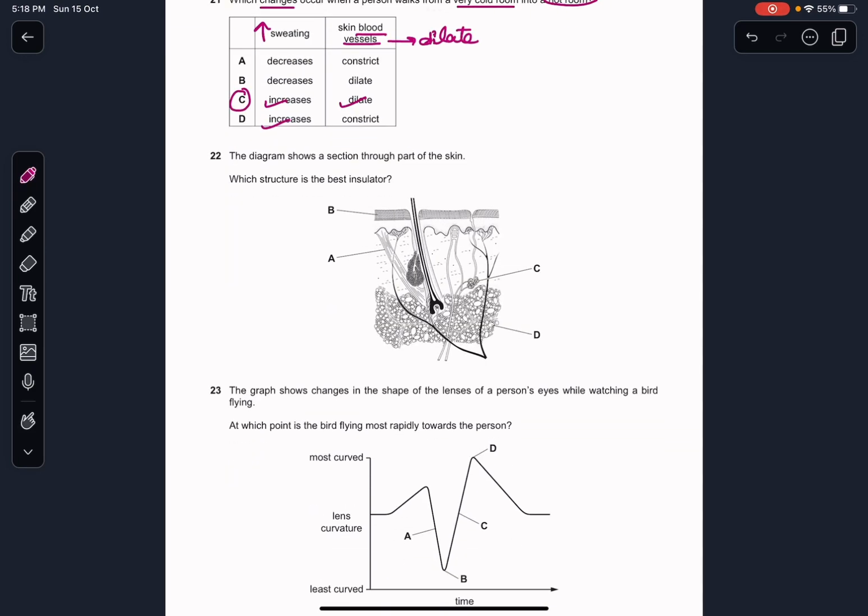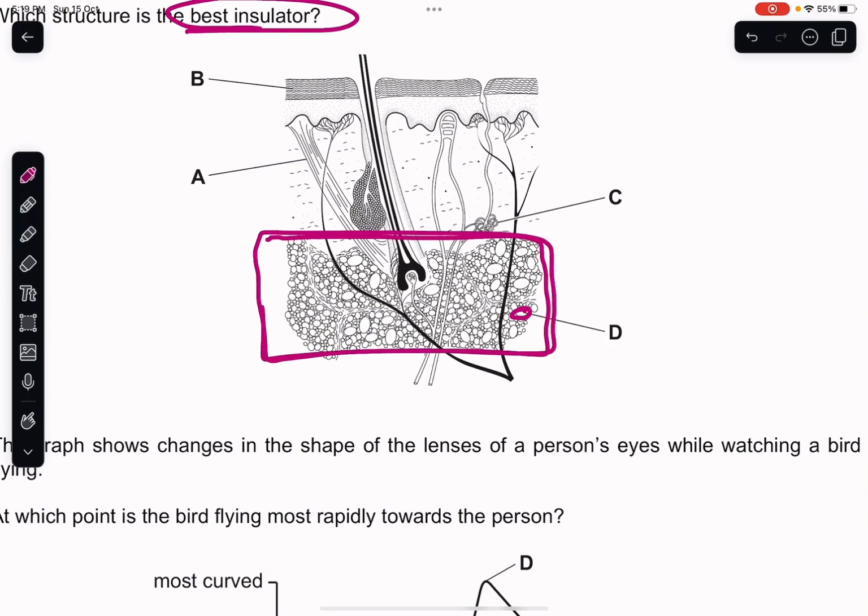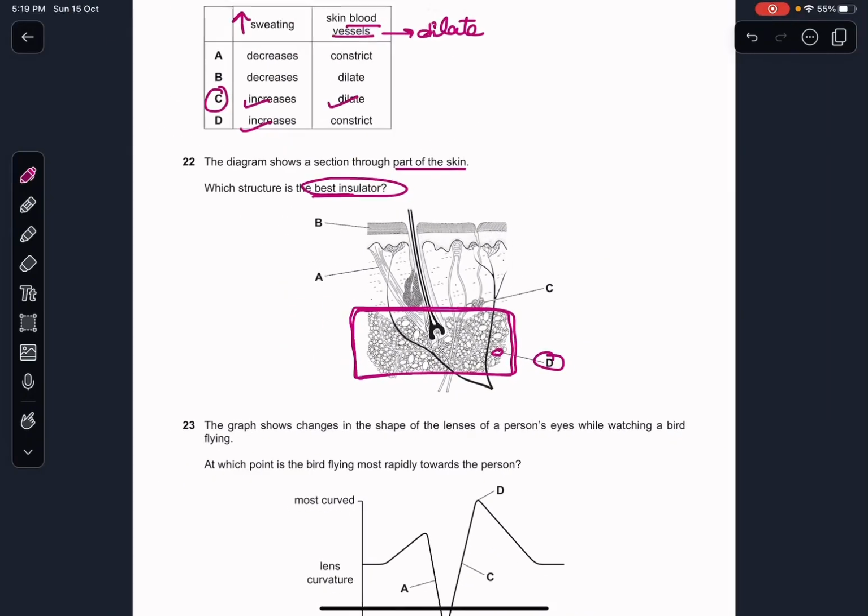The diagram shows a section through the part of the skin. Which structure is the best insulator? Now, out of all of these three, we can see that the adipose tissue, the fat tissue, is present in the bottommost layer, and fat is the best of the best insulators that are present in the body. So the answer would ultimately be D.